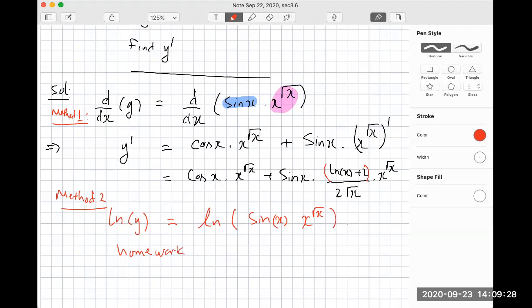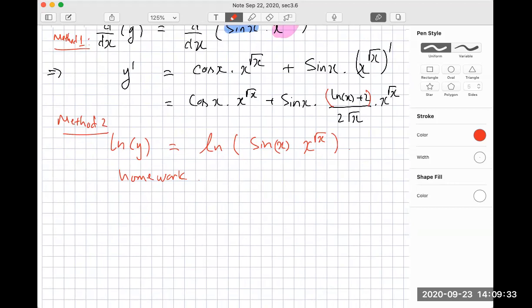Very good. So in summary, in order to deal with these complicated functions, what we need to do is to take 3 steps.